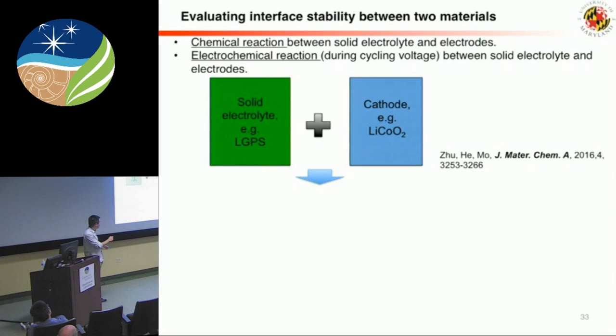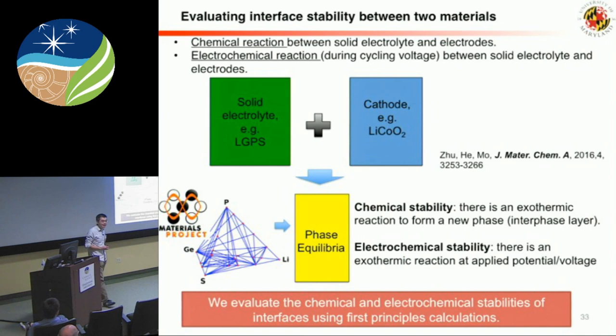And here I will just quickly go through what we have at the cathode interface. As a cathode, we've shown you have a lithium transition metal oxide, for example lithium cobalt oxide here. So the reaction with the solid electrolyte can be much more complicated. You have a quaternary compound here and some transition metal oxide here. So what happens between them? They may chemically react, or they may electrochemically react, meaning they react under a certain voltage.